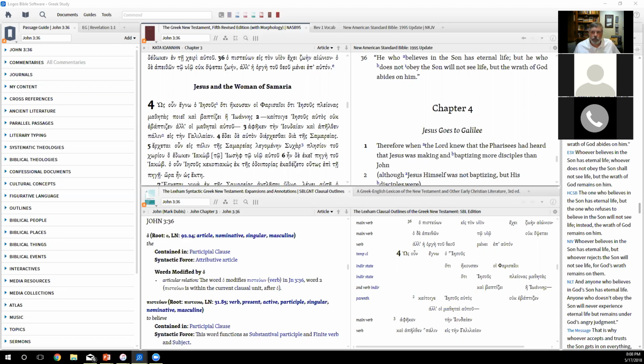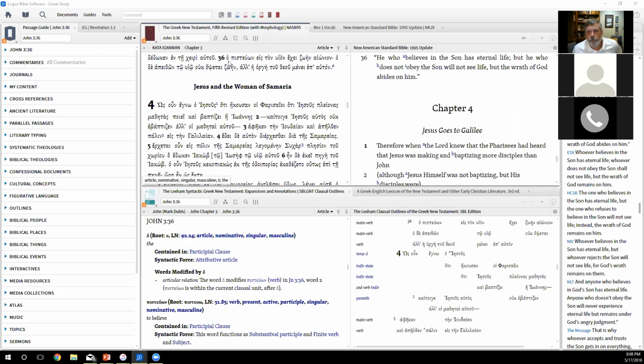Wow. Can you see my screen with John 3:36? I don't need to read the rest. Can you see the screen over here? Yeah. Okay, don't worry about it. Here's what I want to show you.